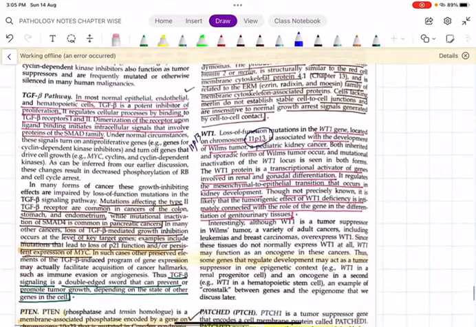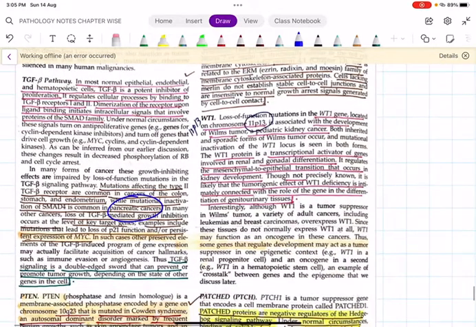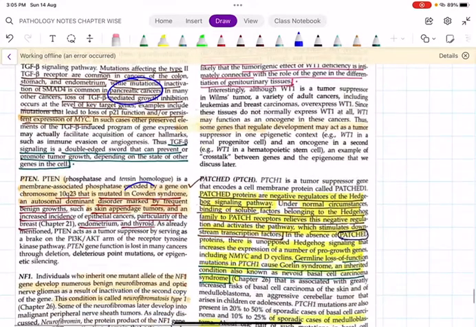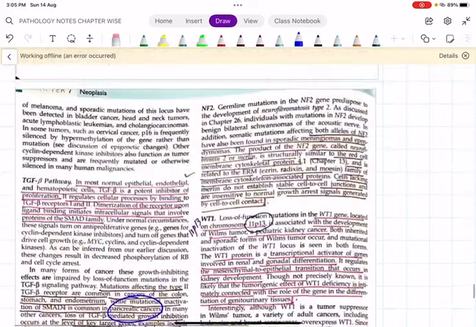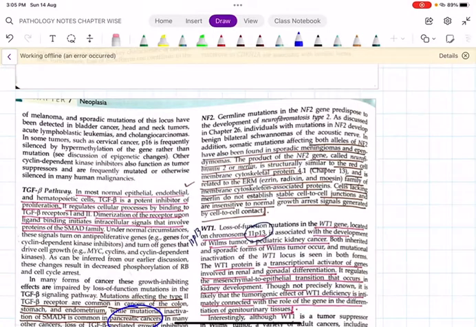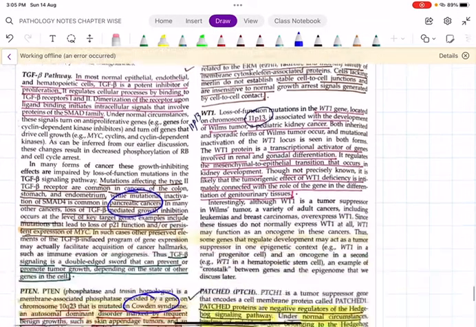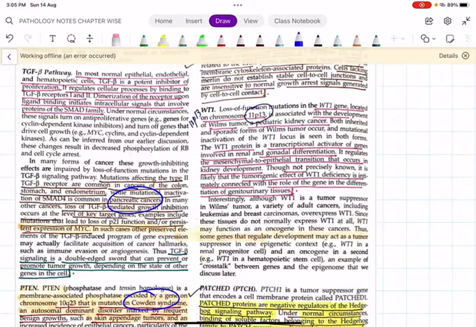TGF beta is mainly involved in pancreatic cancer. Then PTEN is Cowden syndrome, which is an autosomal dominant syndrome located on chromosome number 10. I told you PTEN means chromosome number 10. There are a lot of epithelial cancers: endometrial cancer, breast cancer, and thyroid. Then neurofibromin 1, I told you, that is RAS signaling. Neurofibromin 2 is Merlin, which causes, I told you, schwannoma, acoustic neuroma. WT1 is located on chromosome number 11. That is very, very important. This causes pediatric kidney cancer or nephroblastoma.